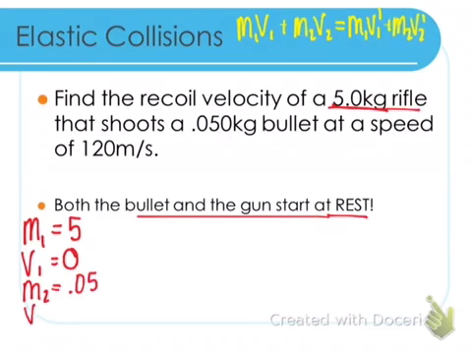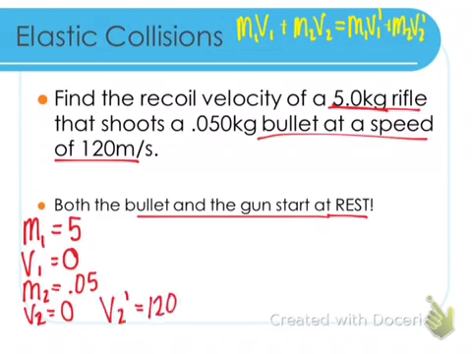And we also know that it starts at rest, so V sub 2 is equal to 0. There's one other thing that we do know, and that's that the bullet leaves the gun at a speed of 120 meters per second. So that means V sub 2 prime is equal to 120 meters per second. We consider that to be the positive direction, whatever direction the bullet's leaving at.